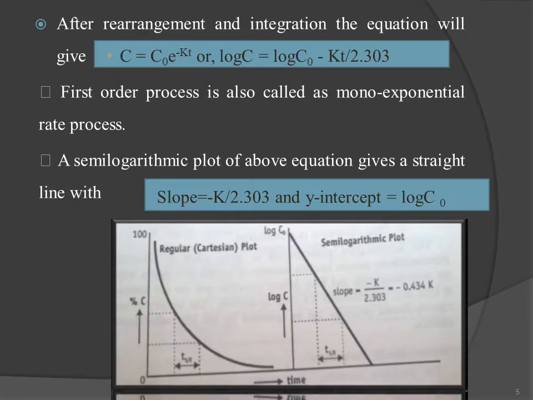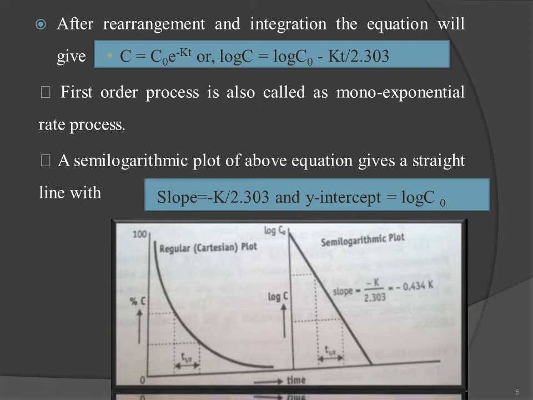After the rearrangement and integration, the basic equation gets converted to C is equal to C0 e raised to minus kt. The small e is known as the Napierian or natural log base. So we can see that here only one exponent is there. So the first order process is known as a mono-exponential rate process. Thus, a first order process can be characterized by a logarithmic plot or exponential kinetics.